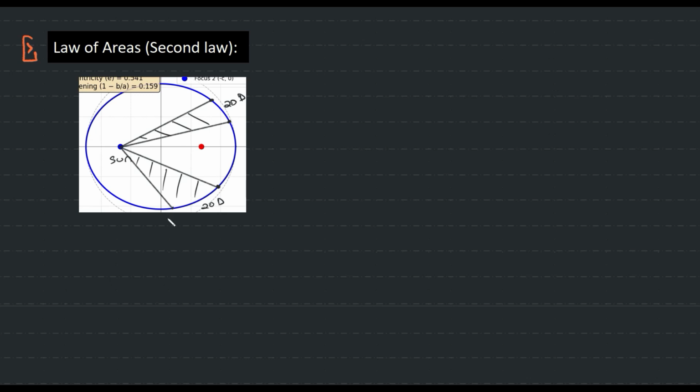Now, if we compare these areas, they will be equal. So if this is A1 and this is A2, A1 is equal to A2. This is the whole funda. That's your theorem basically. So as a consequence, we have the following thing. Let me show this.